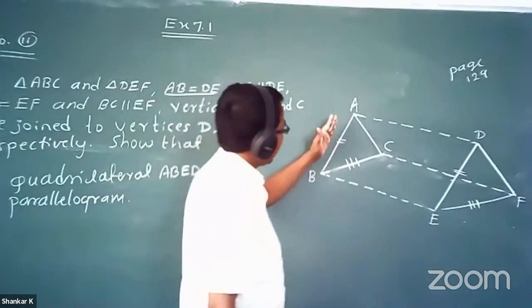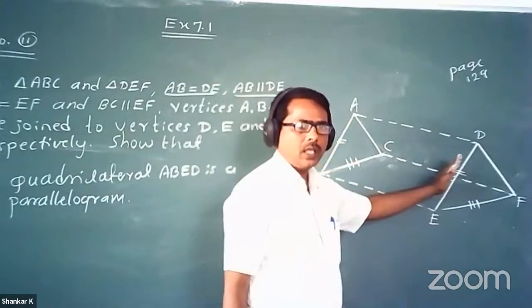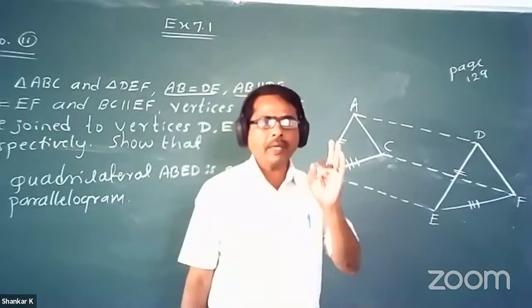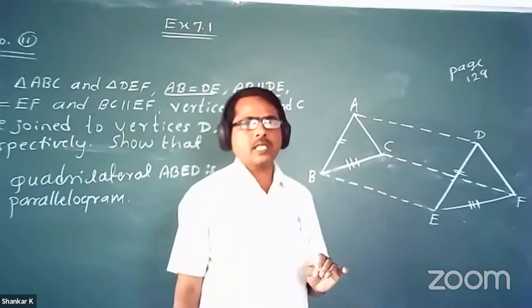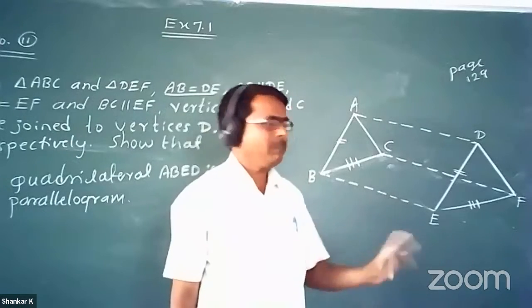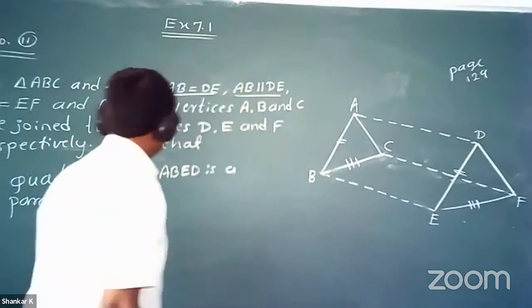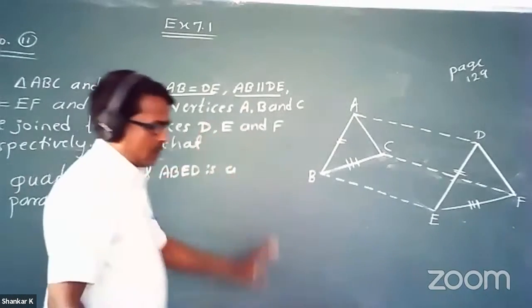Why? Because AB and DE are equal and parallel, a pair of opposite sides are parallel and equal, then it is a parallelogram. First, this is over. ABED is a parallelogram.